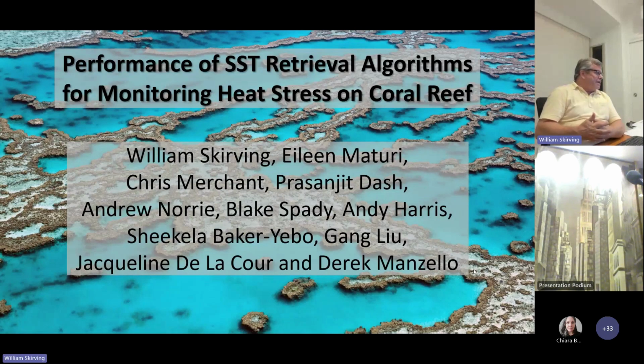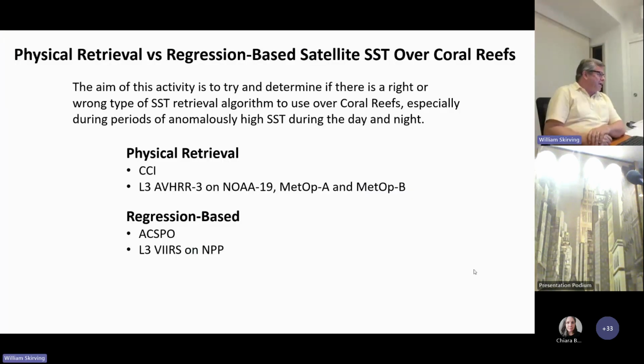Okay, now for the second activity that we've been working on. This is very new stuff. Some of the co-authors on what will eventually be a paper haven't even seen this yet, so some of you are ahead of them. So what we're doing is, initially at least, having a look at the difference between physical retrieval and regression-based algorithms over the top of coral reefs.